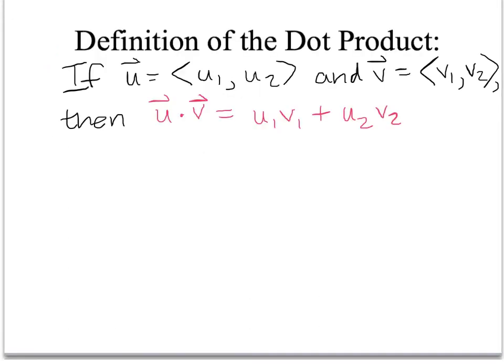And let's start with a definition of the dot product. The dot product is another vector operation. We've already learned scalar multiplication and vector addition. So now we're going to talk about the dot product. And the formula is given below.